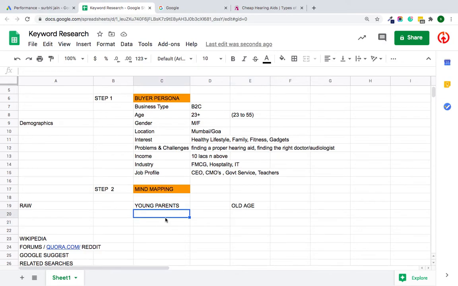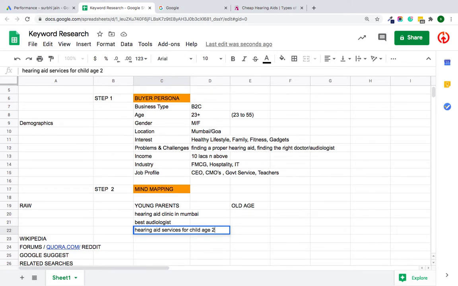Now when we think about young parents, what would they be searching when they are searching for a hearing aid? I'm writing a few keywords here. Hearing aid clinic in Mumbai. They must be searching for hearing aid clinic in Mumbai, best audiologists, hearing aid services for child age 2. So these would be the things which any young parent would be searching for their children.